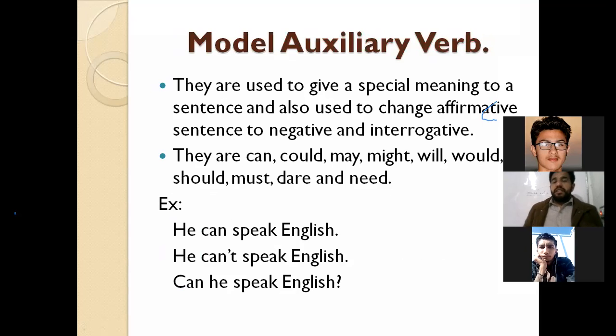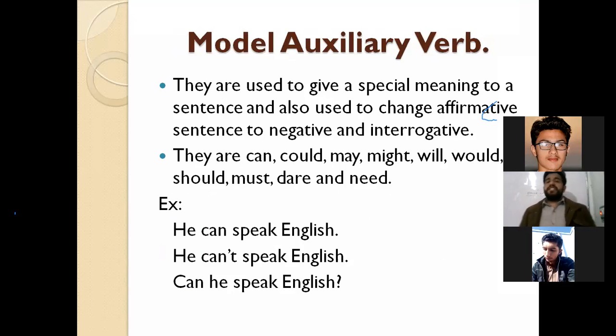auxiliary verbs? Like we talked about primary auxiliary, now we have modal auxiliary as the second kind. Modal auxiliaries are used to give special meaning to a sentence and also used to change affirmative sentences to negative and interrogative. And what are modal auxiliaries? We have can, could, may, might, will, would, should, must, dare, and need. These are modal auxiliary verbs.